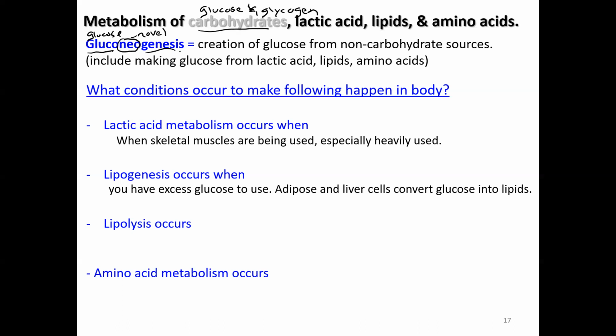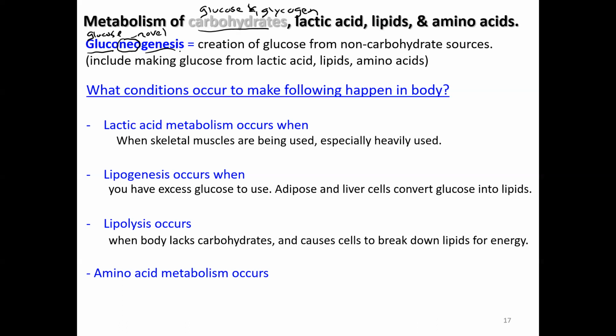That's going to be lipolysis. Okay. When you lack carbohydrates and say the liver's blown through its glycogen stores, your body turns to fat next. The liver will release a bunch of fat, ketones, and fatty acids into the bloodstream.